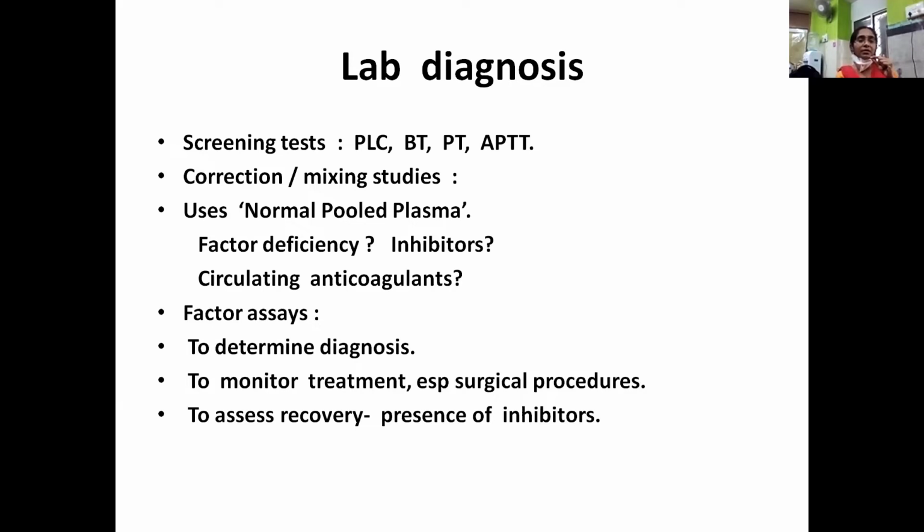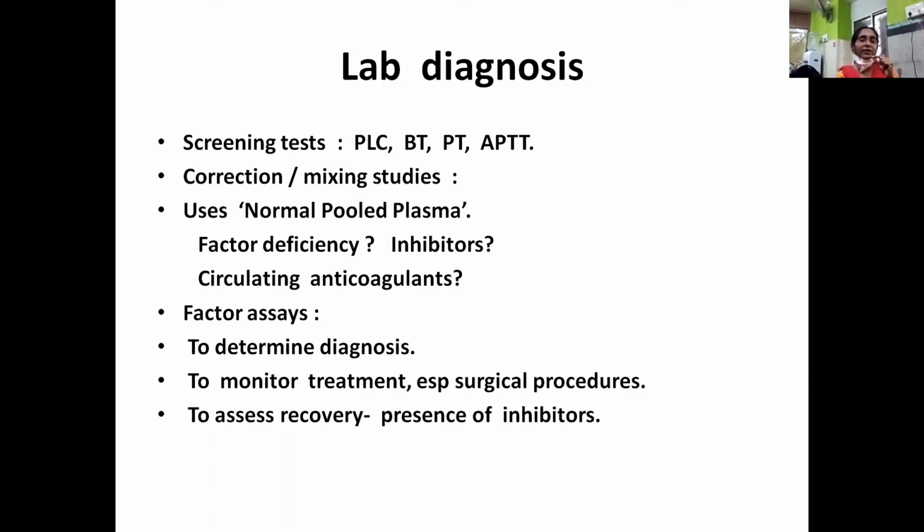That is, we are mixing the patient's plasma with pooled normal plasma to see whether APTT is getting corrected. So if it is a deficiency, you will get a correction of APTT. If it is an inhibitor, you will not get your APTT correction. It will still be prolonged. And based on that, we can do further tests.